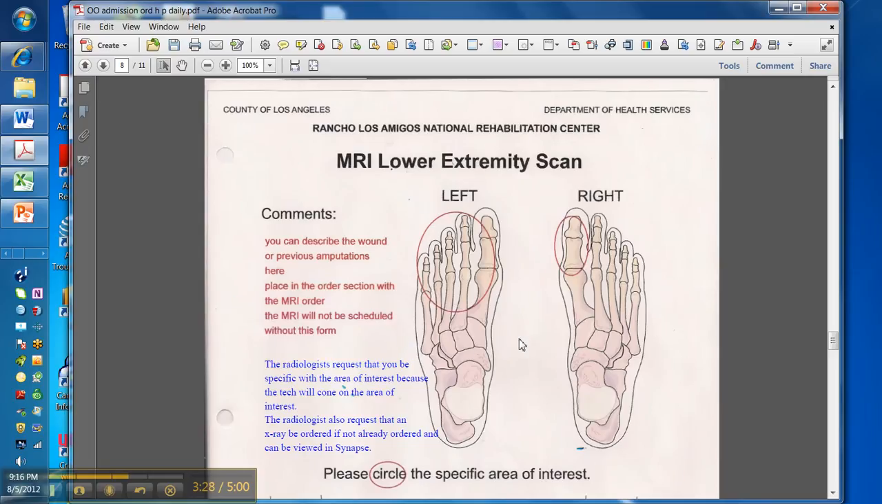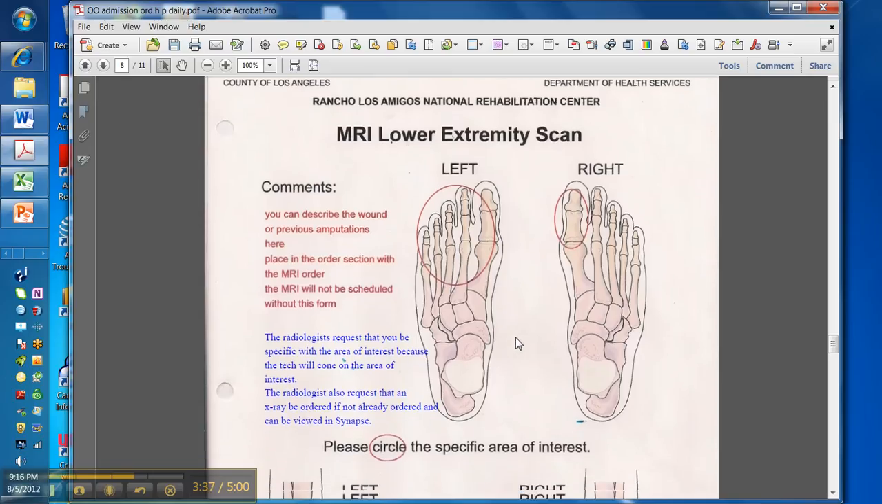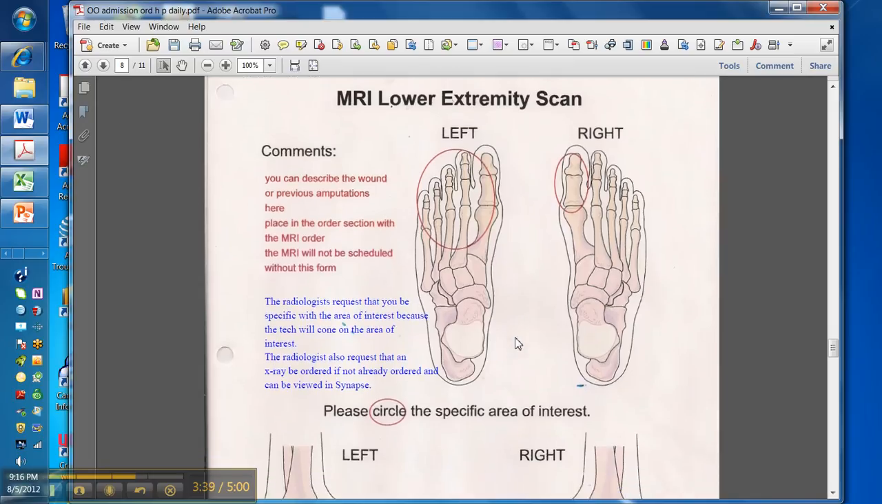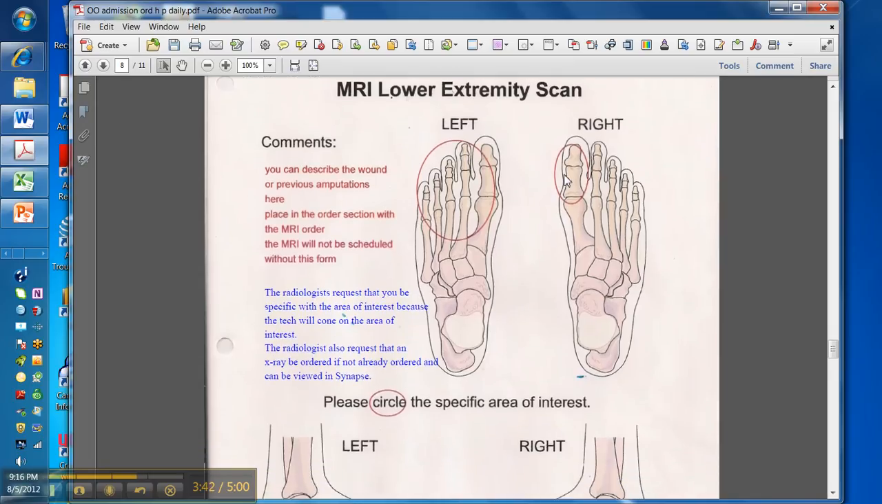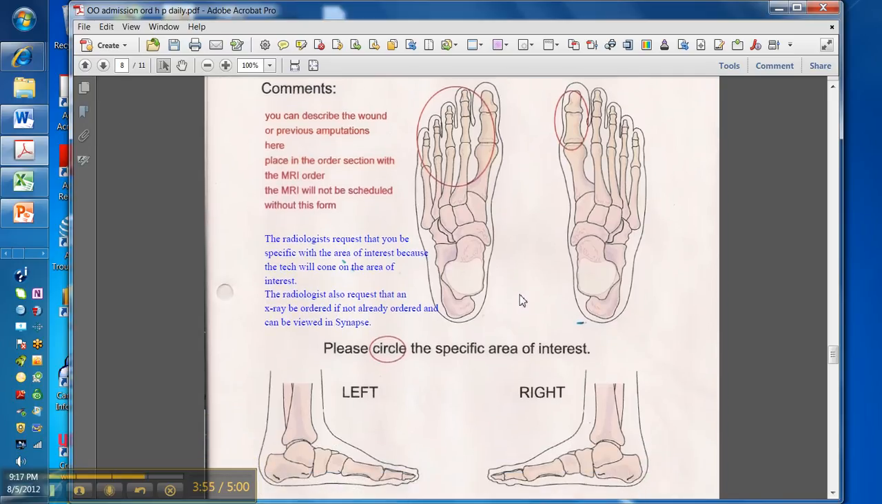The other thing that you need to do is the foot map, and the MRI will not be scheduled unless you do the foot map. The radiologist has requested that you circle the area of interest. Do not circle the entire foot, just circle where the lesion is. So if it's the right great toe, just circle the right great toe. If it's the forefoot, just circle the forefoot. This is because the tech will cone in on the area of interest that you have indicated.